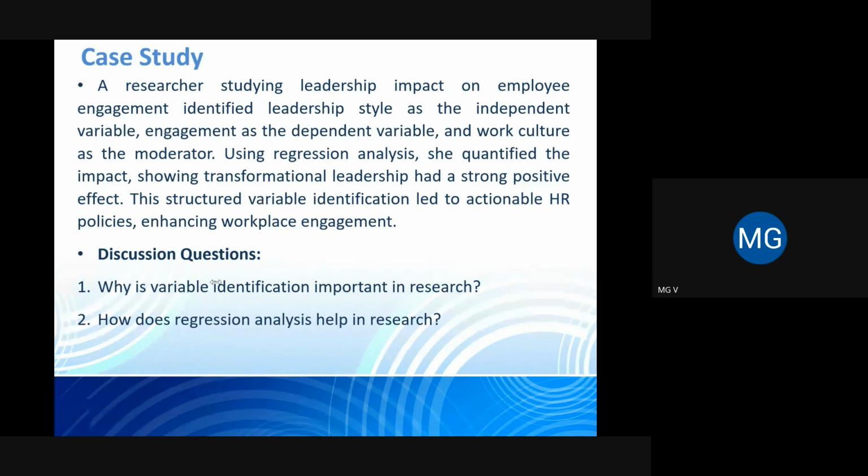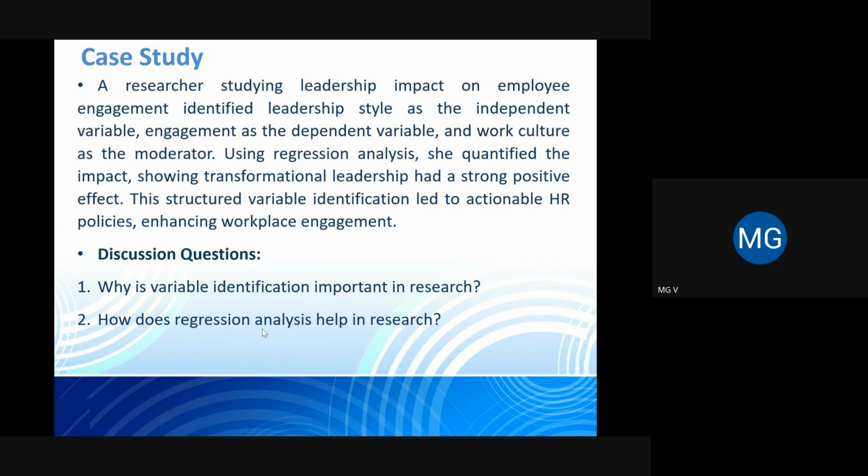Let us see the caselet. A researcher studying leadership impact on employee engagement identified leadership style as the independent variable, engagement as the dependent variable, and work culture as the moderator. Using regression analysis, she quantified the impact, showing transformational leadership had a strong positive effect. This structured variable identification led to actionable HR policies, enhancing workplace engagement.